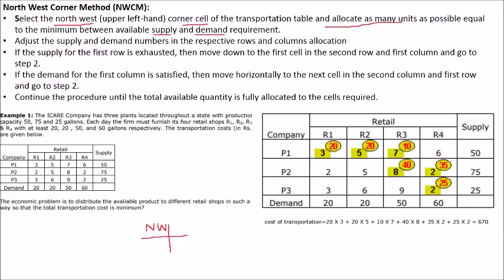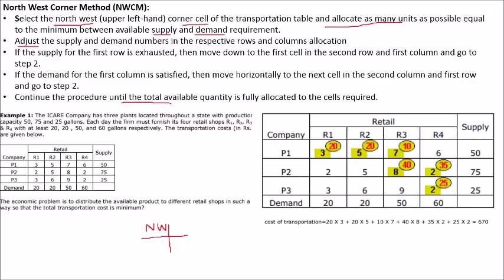After allocation we need to adjust the supply and demand, and if supply or demand is exhausted, we cancel that row or column. This procedure is continued until all the allocations are done. So I am moving into this problem.